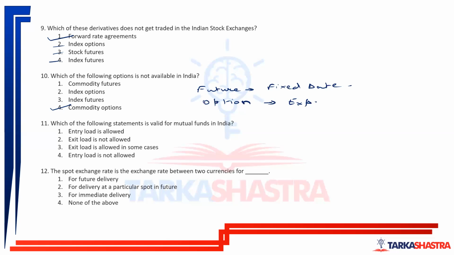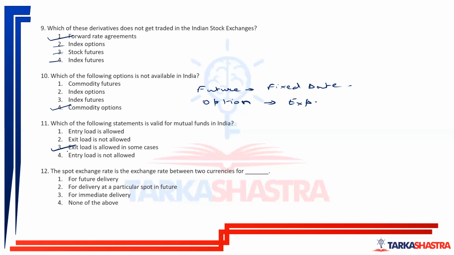an available option in India. Which of the following statements is valid for mutual funds in India? For mutual funds in India, entry load is allowed, exit load is not allowed, exit load is allowed in some cases, entry load is not allowed. So exit load is allowed in some cases. When you buy a mutual fund and invest money, you have some transactions. If you are charged something while buying, that is your entry load. And if you are charged something while selling, that is your exit load. So in mutual funds in India, exit load is allowed in some cases.